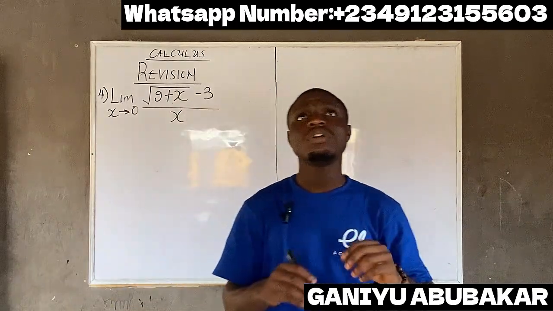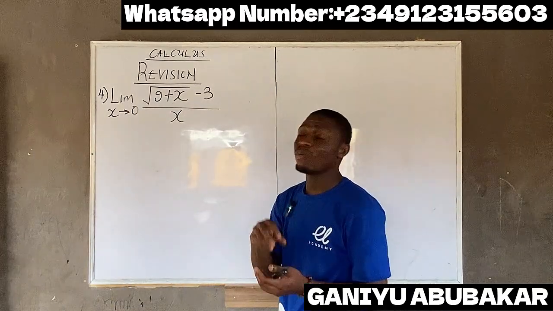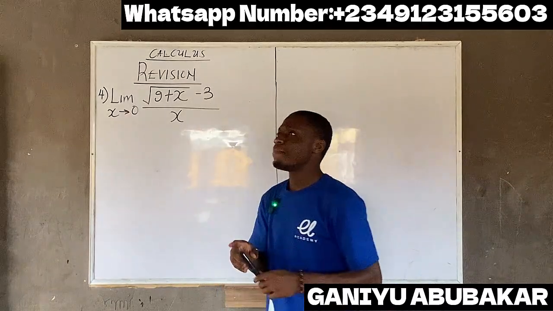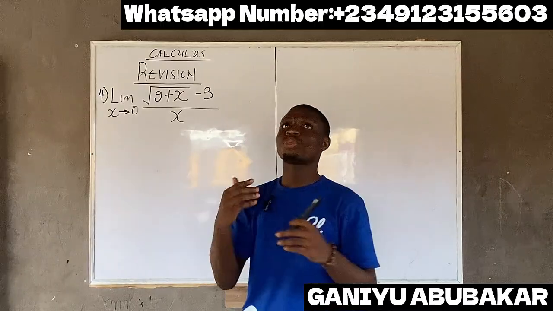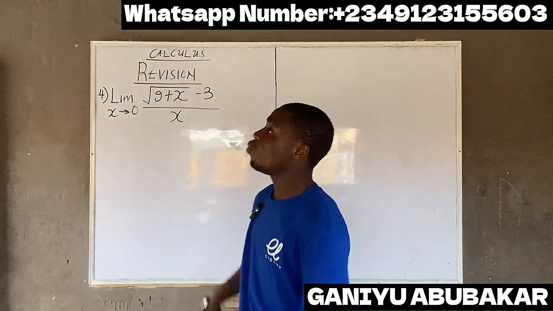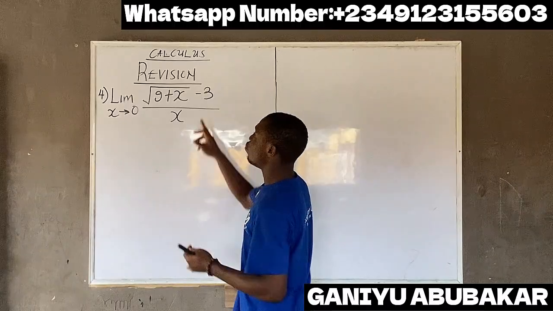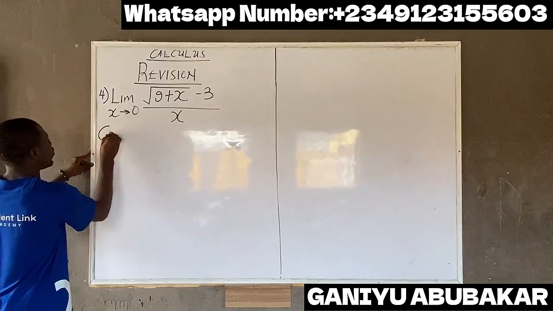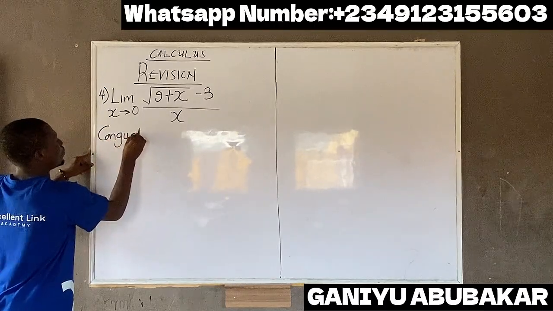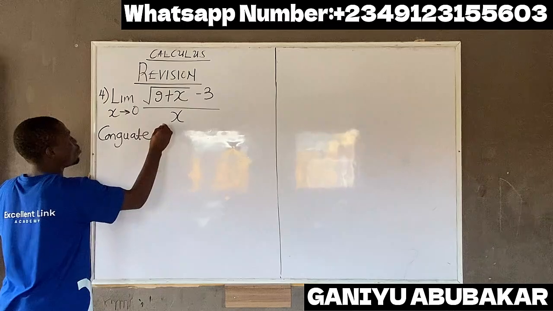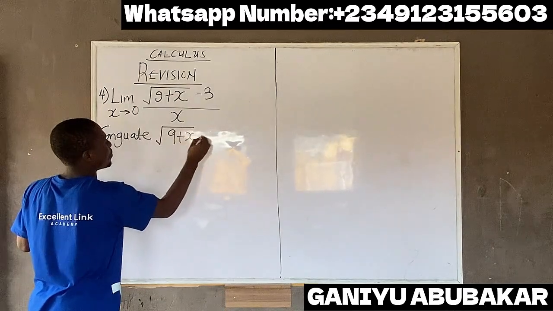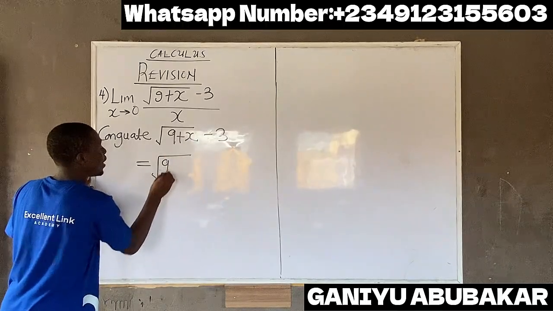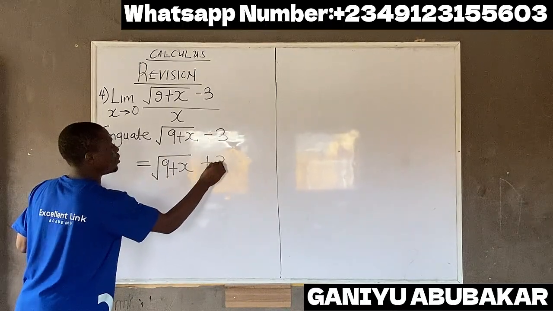When it comes to rationalizing, we have to understand what we call the conjugate. So what's a conjugate? My first task is to get the conjugate of the term I want to rationalize, so we are rationalizing the term with the root. So I have to find the conjugate of this one here. The conjugate of root 9 plus x minus 3 becomes root 9 plus x plus 3.